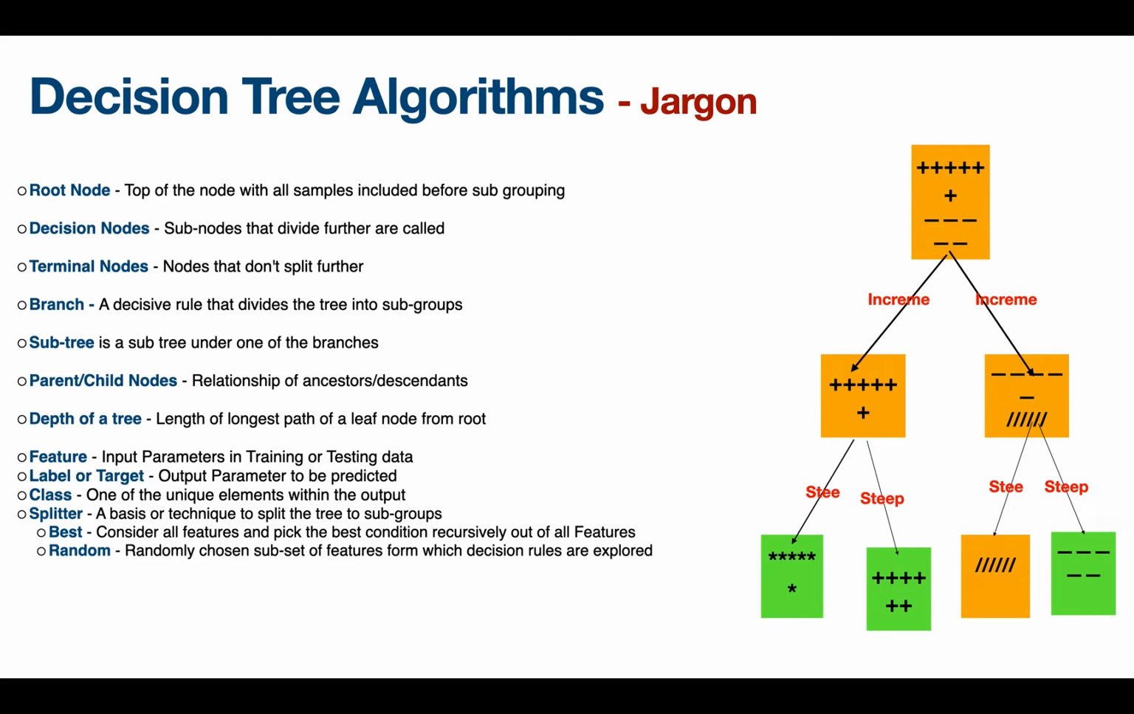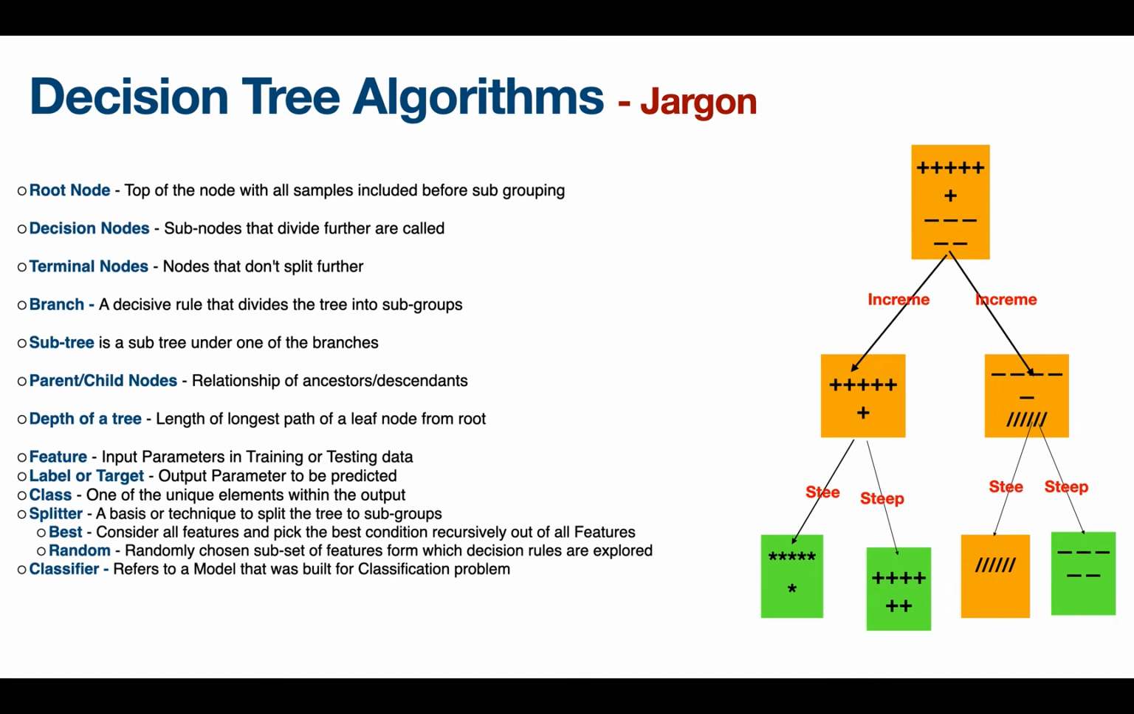Random is something like, the algorithm picks at random. So it may not go through all the features. It will try to pick from a subset of features, and it will try to build the tree. So it may not be best, but sometimes that might be quick, right? So we can choose based on the need.